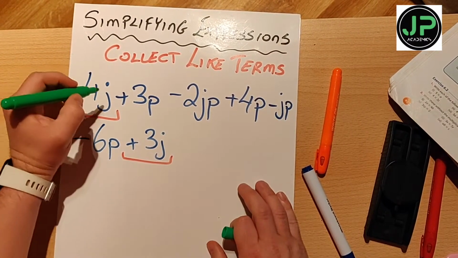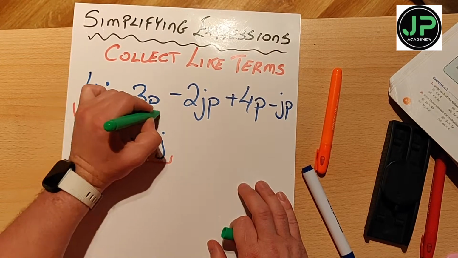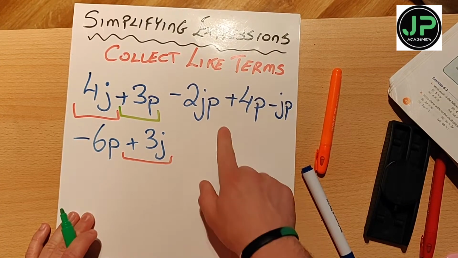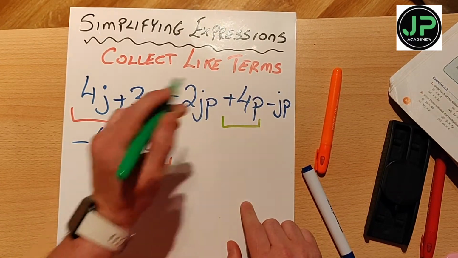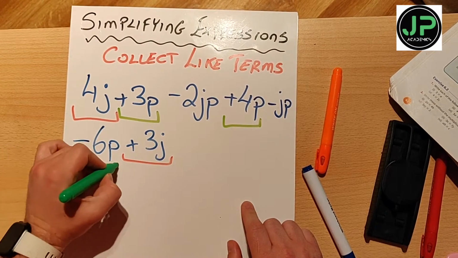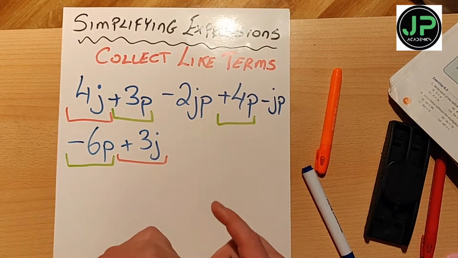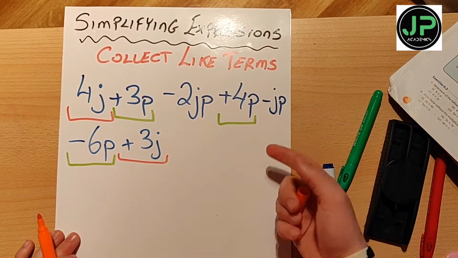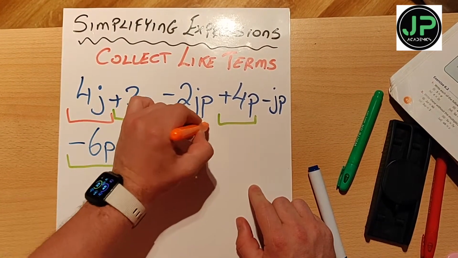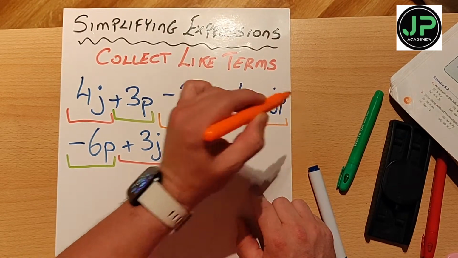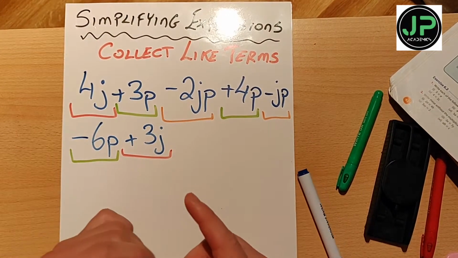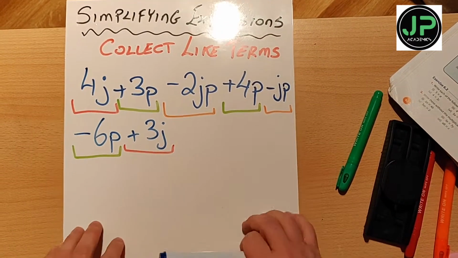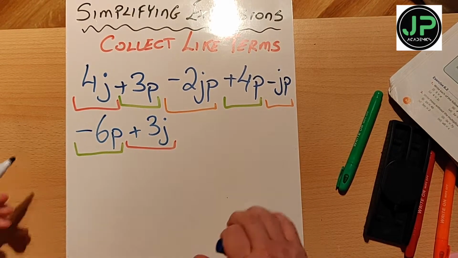Green. We'll work with the P's. Plus 3p plus 4p minus 6p. And the last one's then jp and jp, so they go together. Minus 2jp minus jp. So we've got them all coloured together. We will rewrite them in one line.